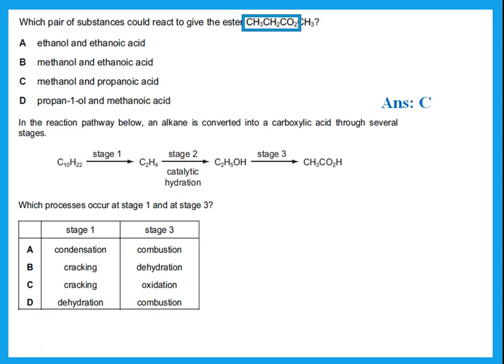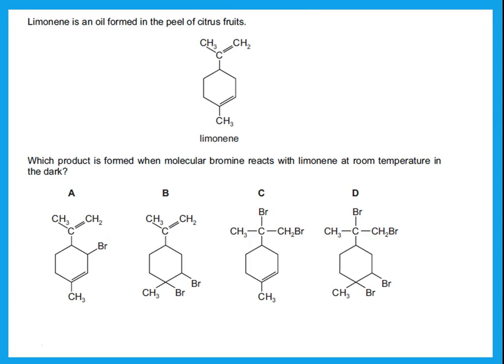Stage 3 is changing ethanol to ethanoic acid. So that means I'm changing an alcohol to an acid. This kind of reaction was called oxidation. So my answer is C.